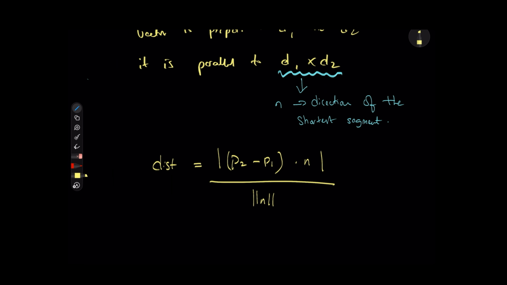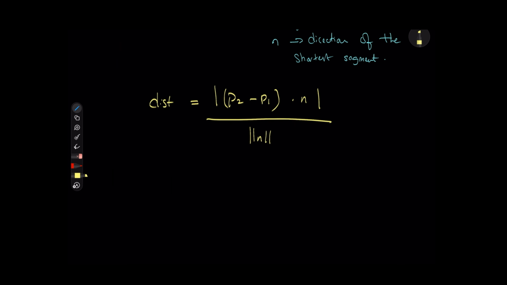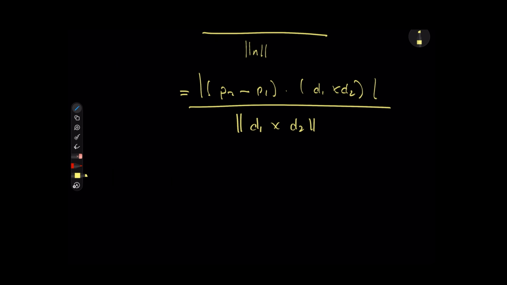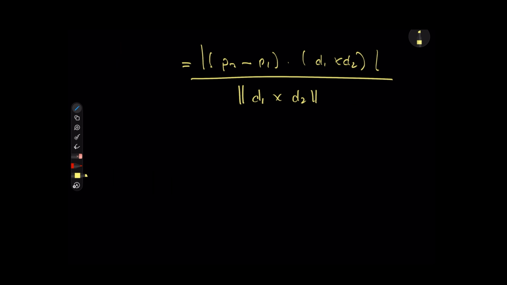All we have to do now is take it and put it inside this equation. If you want, you could even rewrite this as P2 minus P1 dotted with D1 cross D2, all over the norm of D1 cross the norm of D2. So in our question, back to the question, of course, you don't have to derive all of this. This is just for the understanding. Okay, we did all of this in class already.